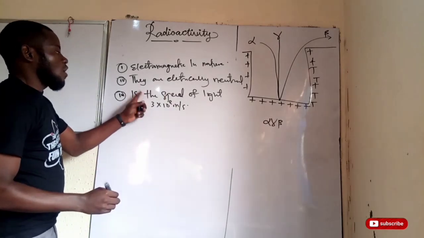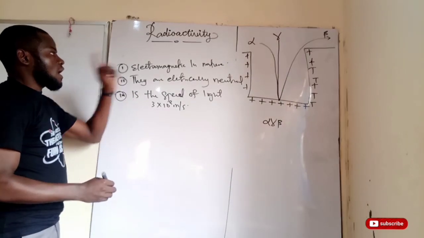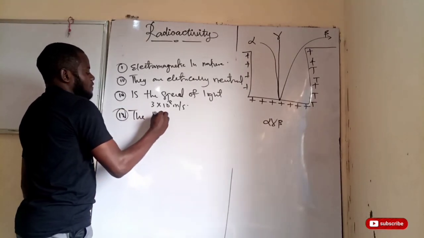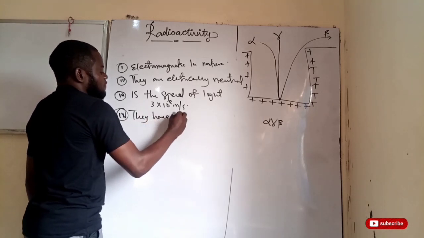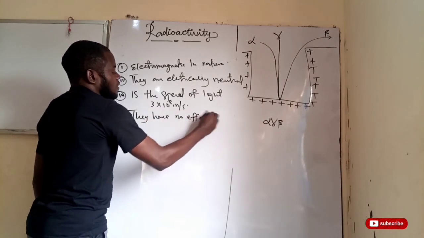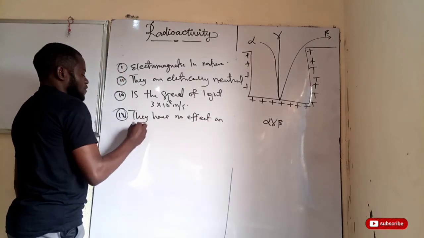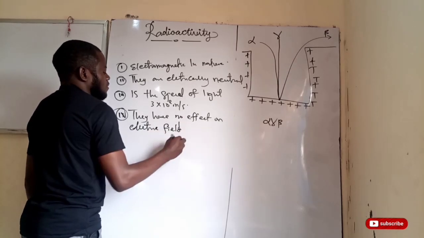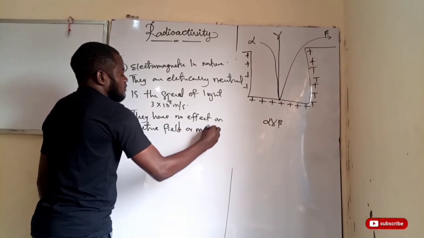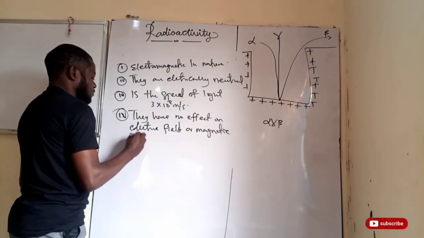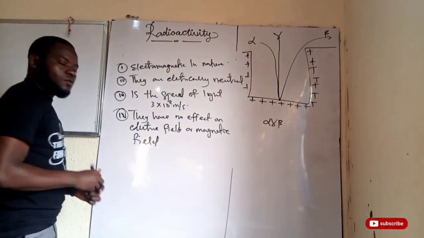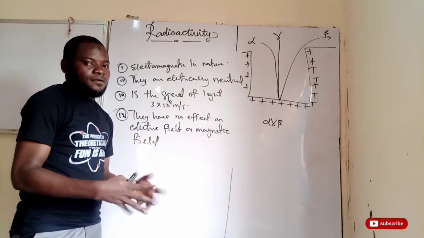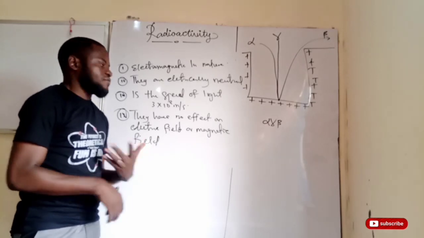That's the speed of what? Of gamma particles. And again, they have no effect on electric field or magnetic field. So do we get this now? So when you talk about their reaction on the field, it is what? 0. They don't react on the field because they are electrically what? Neutral.